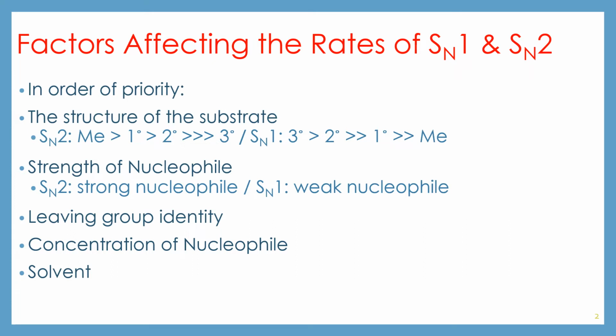So from there, you look at the strength of the nucleophile. SN2 requires a strong nucleophile, while SN1 needs a weaker nucleophile, or can occur with a weaker nucleophile. The next thing to look at is the leaving group identity. From there, you can also look at the concentration of the nucleophile. And then lastly, you can look at the solvent.